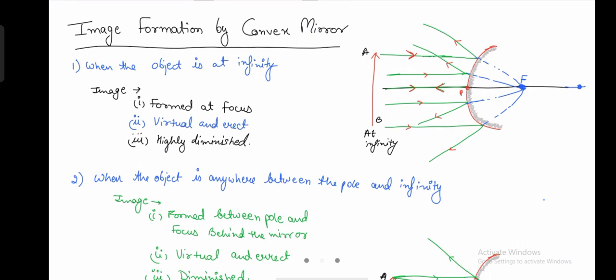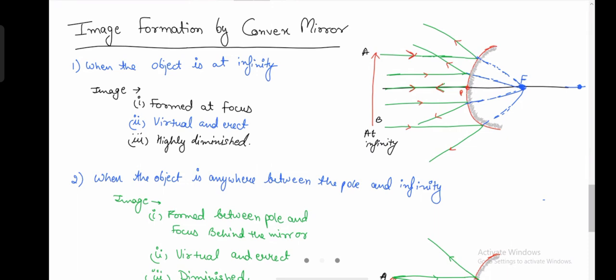Then, we imaginarily extend the reflected light backwards behind the mirror, and we consider that all the lines meet at one point. And what is that one point? That is the focus. Again, I'm repeating what is happening: rays come parallel to the principal axis and reflect. We extend the reflected light backwards behind the mirror, such that all the lines meet at the focus.